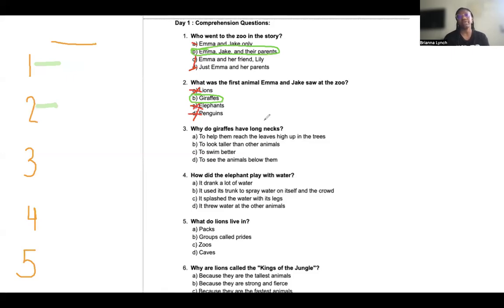Now, the next question is, why do giraffes have long necks? So now we're going to go back to our story. I'm just erasing it so that it doesn't follow us to the next page.